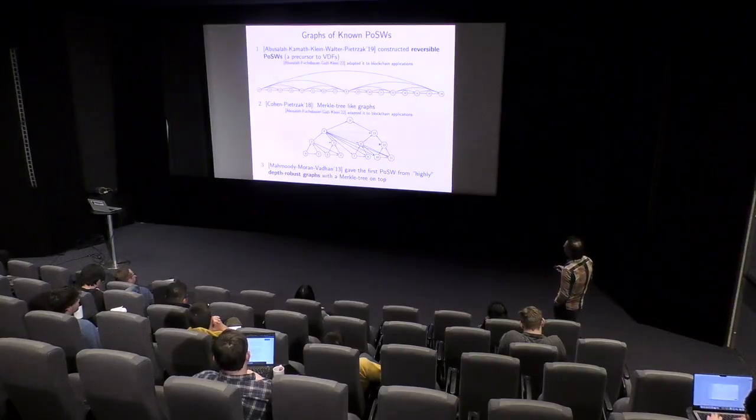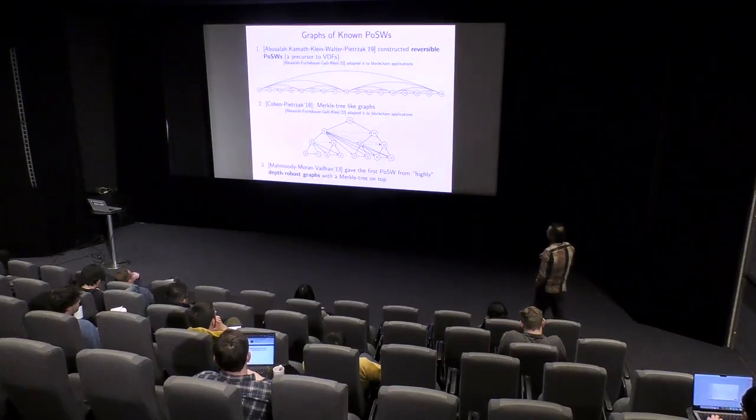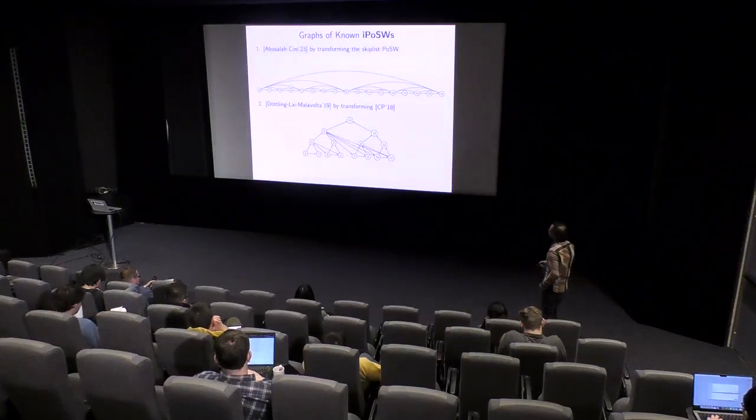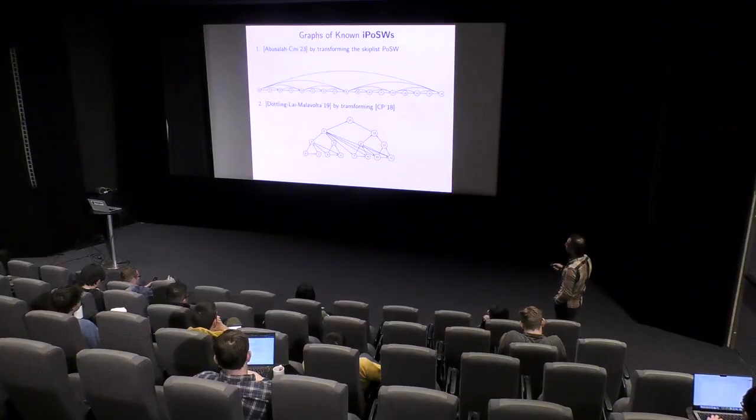And of course, there's some other work. We did adapt this somehow and added extra edges for applications related to light clients in blockchains. But morally speaking, we have only these two graphs and this one. Okay, good. What about graphs of IPOWs? They're the same. This same graph was made into an incremental POW with Valerio, and this one, the original construction of DLM, took the CP graph and made it into an incremental POW.